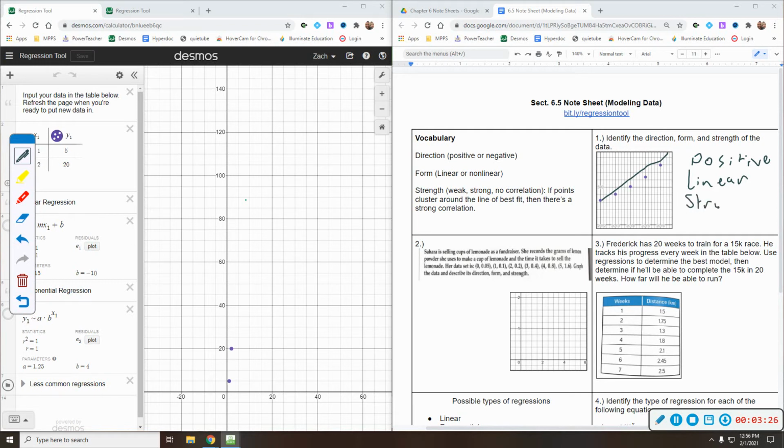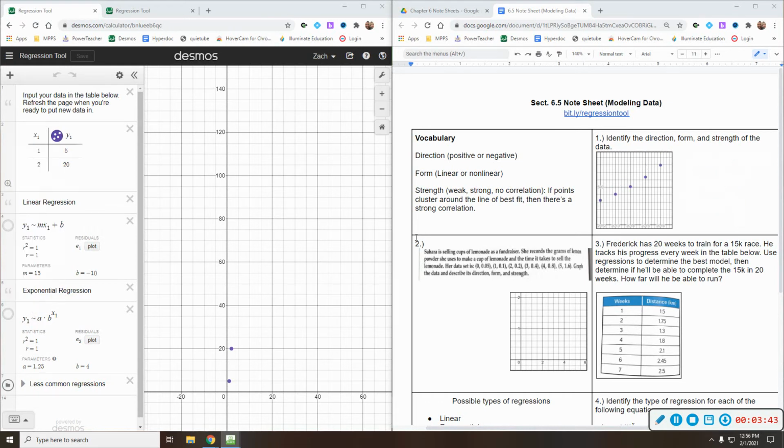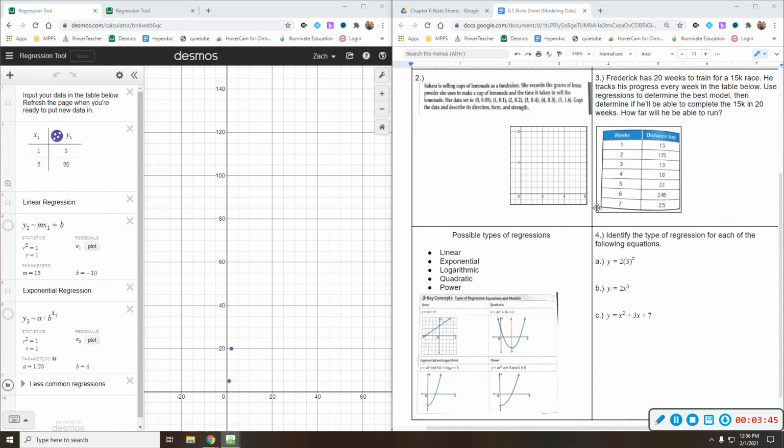Okay, so several of the questions just ask you this: look at the data. Is it correlated positively or negatively? Is it linear or nonlinear? And then is it strong, weak, or no correlation? Okay, all right, next, let's do an example here.